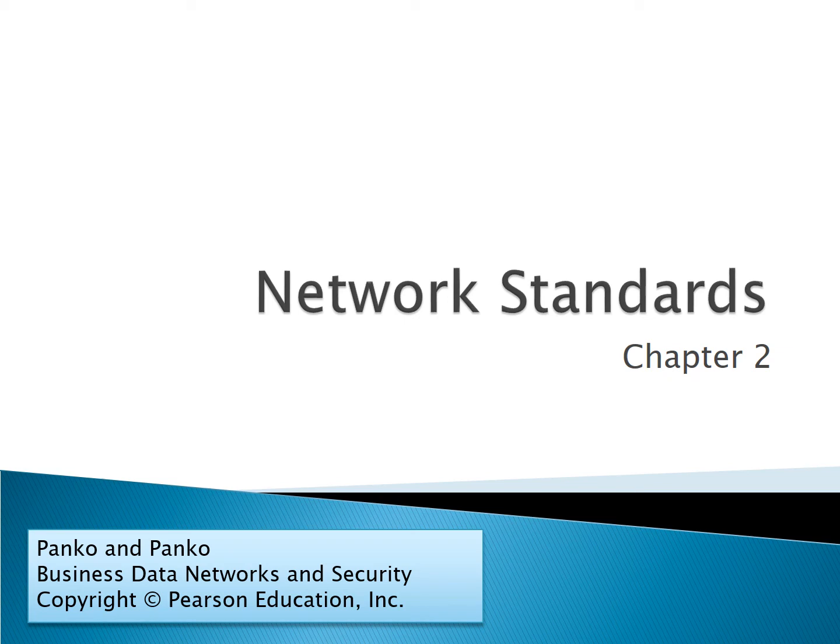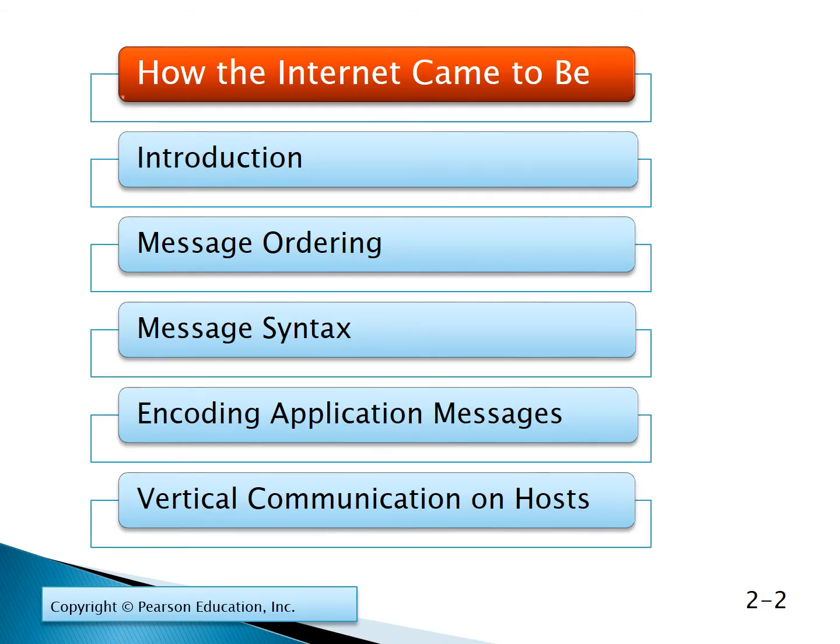Hello everyone. This chapter is an introduction to computing network standards. We'll first talk about some of the history of the internet, and then we'll introduce what is network standard, and then we'll talk about the importance of message ordering. Also, we'll give some examples of message syntax, and then we'll talk about how we encode application messages, and finally we'll introduce what is the meaning of vertical communication on host.